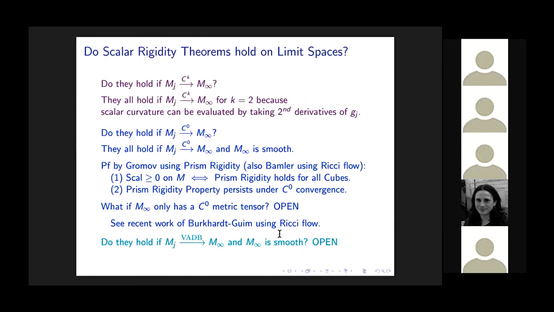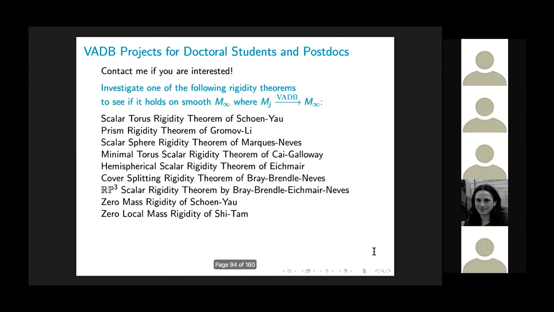If M infinity is smooth, can you extend some of this work or do something different? And now here are all sorts of projects that you can do. Investigate the following rigidity theorems to see if they hold on smooth M infinity where M_j VADB converges to M infinity. Many of these will already be known for C0 convergence because of the work of Bamler and Burkhardt-Guim, but now you can try to see if they work in general. So there's a scalar torus rigidity theorem of Schoen-Yau that I already told you, prism rigidity, and the scalar sphere rigidity.